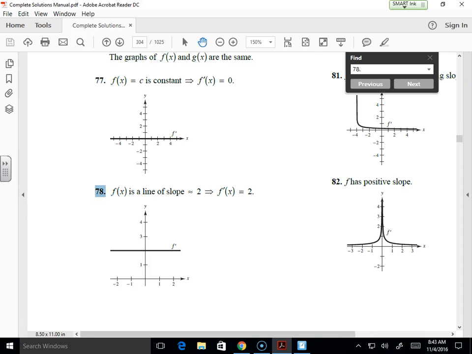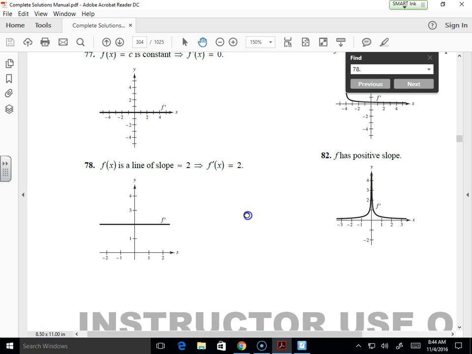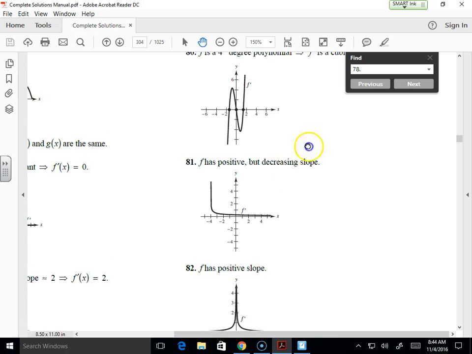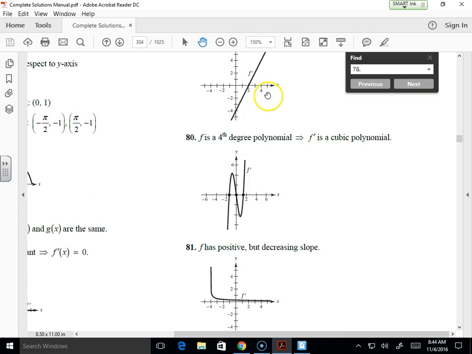Ooh, look at that. Did you get him? You're trying to get the derivative function. So he's going to be a constant because the other one was a slanty line. Then you guys had number 80. We had a 4th degree. It's going to be a 3rd degree. It's going to be a positive 3rd degree with little zeros at negative 1, 0, 1.